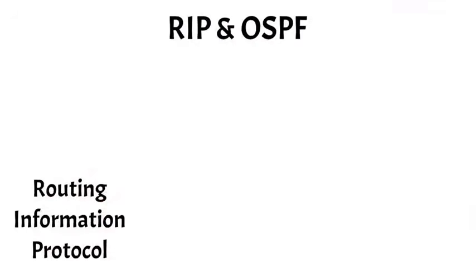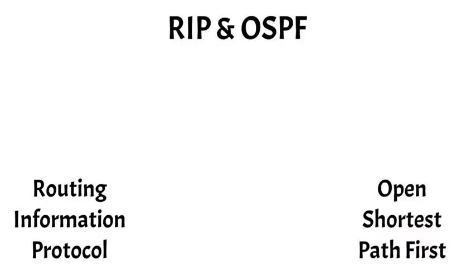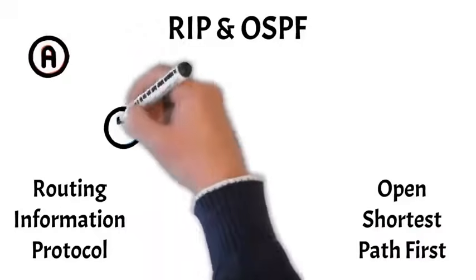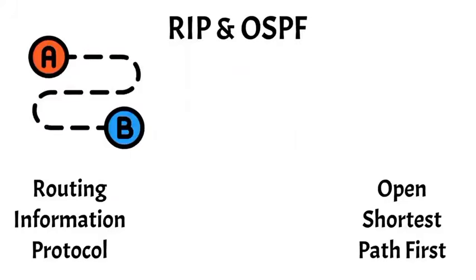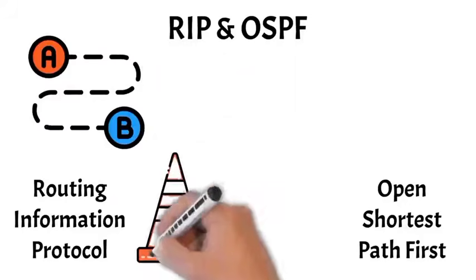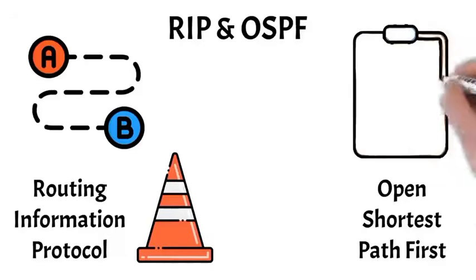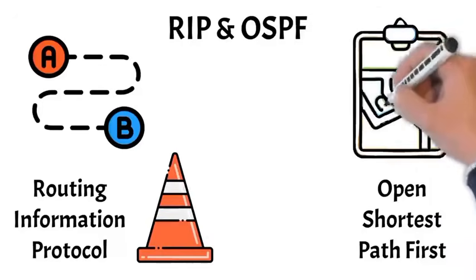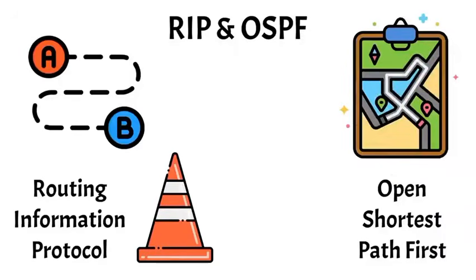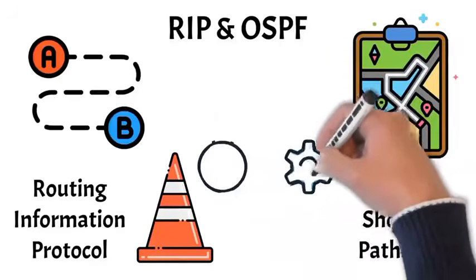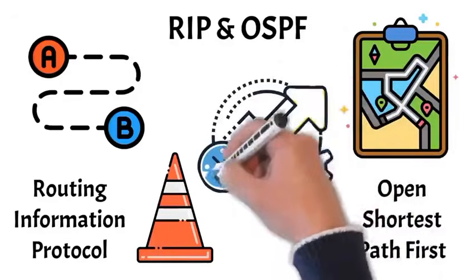And lastly, let's take a look at RIP and OSPF. RIP, or Routing Information Protocol, and OSPF, or Open Shortest Path First, are two widely used routing protocols in computer networks. RIP is a simpler, distance vector protocol that determines the best path for data by counting the number of hops between the source and destination. However, it has limitations in larger networks due to its slower convergence and maximum hop limit of 15. OSPF, on the other hand, is a more advanced, link-state protocol that uses a cost-based metric to determine the shortest and most efficient path for data. It's faster, more scalable, and better suited for complex networks.